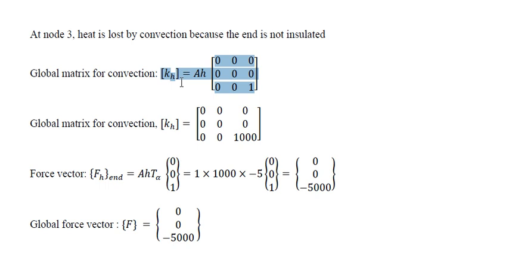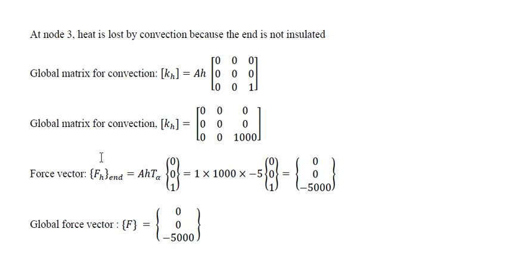You should mention it is for end convection at the right hand, for example with a suffix. That is why 1 here. After multiplying, A is the cross sectional area 1, and H is given as 1000. After multiplying, I will write 1000 here directly. Now the global matrix is the conduction matrix plus the convection matrix, which can be done here or at the end.